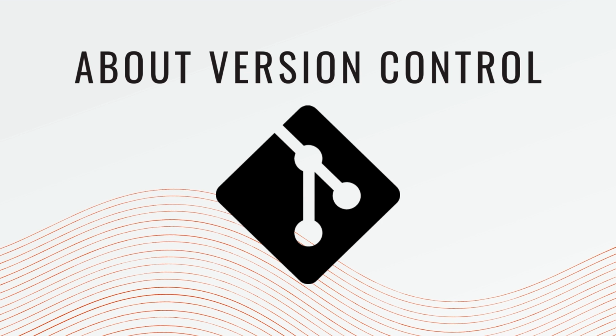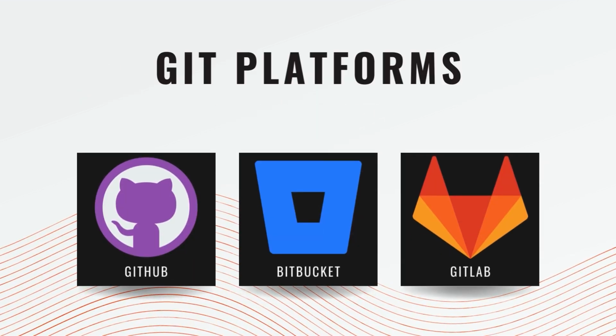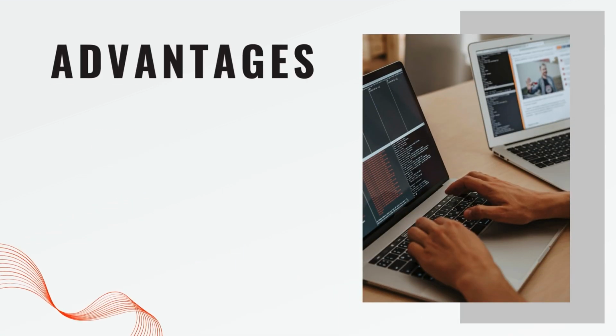Git is the software, the technology that lets you use version control. There are several platforms to manage Git. You might have heard of these: GitHub, GitLab, Bitbucket. For this example, I'll be using GitHub. Now let's have a look at the advantages of using Git and version control.